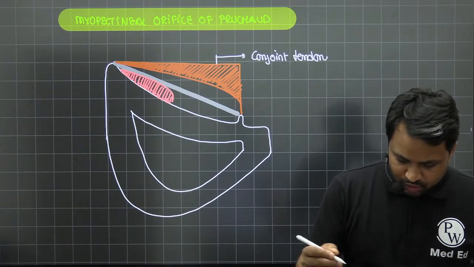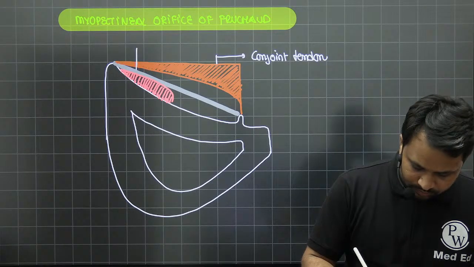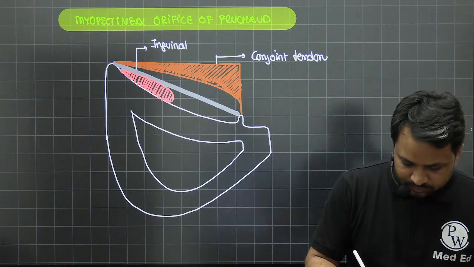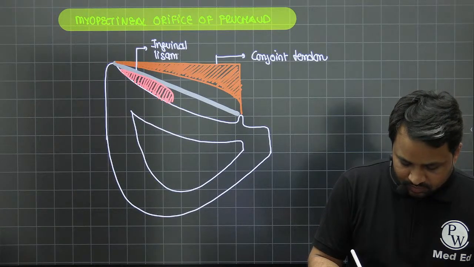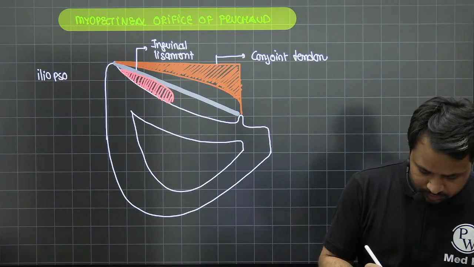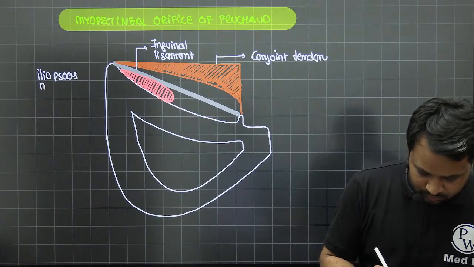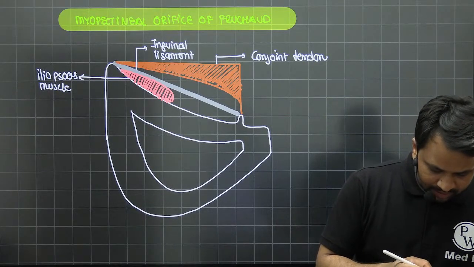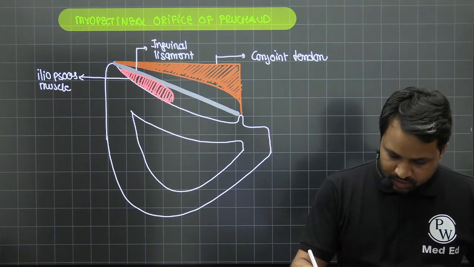This is the conjoint tendon. This happens to be the inguinal ligament. This is the iliopsoas muscle. This happens to be the iliopsoas muscle. Then we have the same thing.